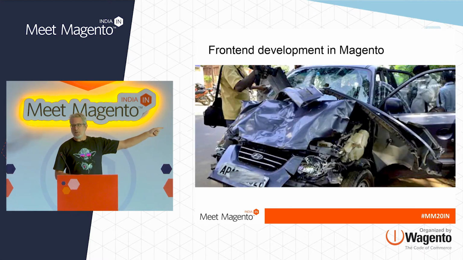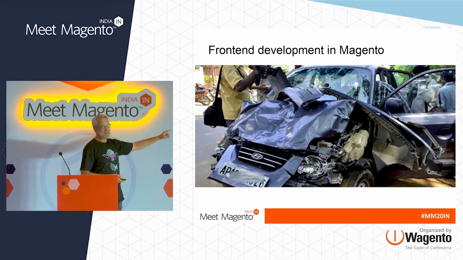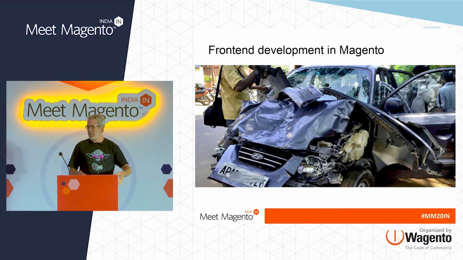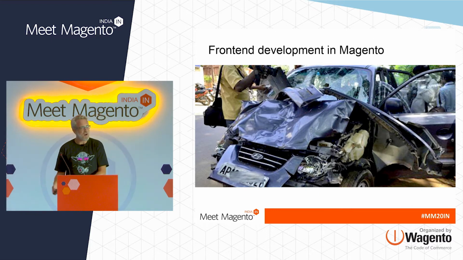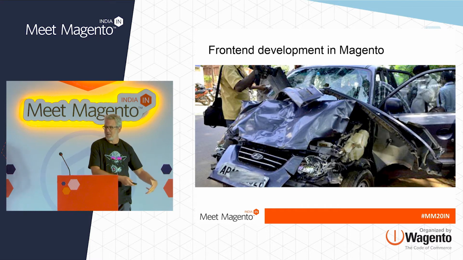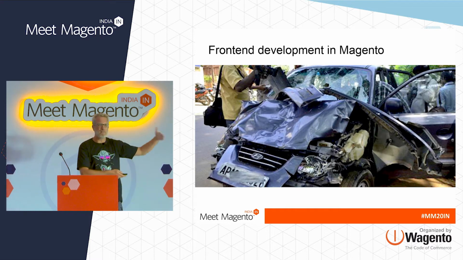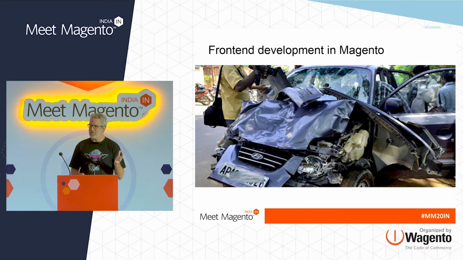This is a car accident from India, so I looked it up. But it's not a Tata Nano, because I thought, well, Tata Nano is, to be honest, a small car, and Magento is kind of complex, so it would have needed a Porsche or something really expensive to be crashed into something. But the picture tells a story, and I think you already get part of the picture.